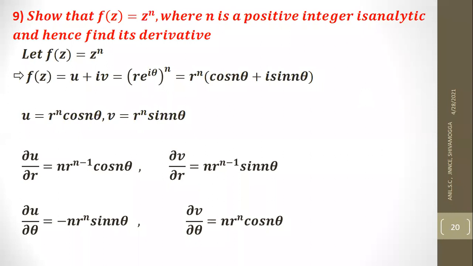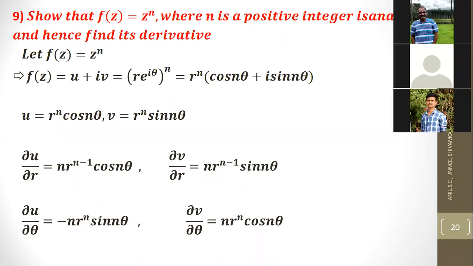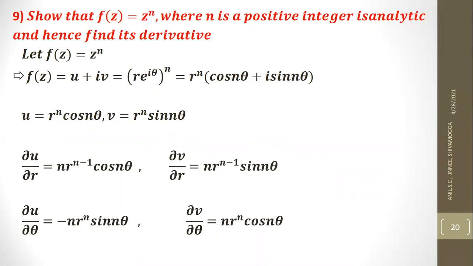Show that f of z is equal to z power n, where n is a positive integer, is analytic, and hence find its derivative. Same kind of problem. First prove that it is analytic and then find its derivative. Use polar form.